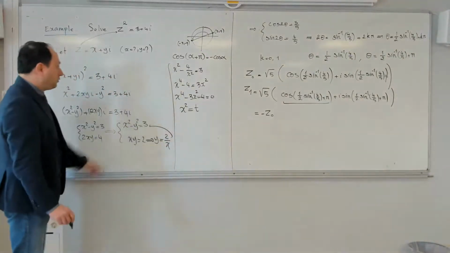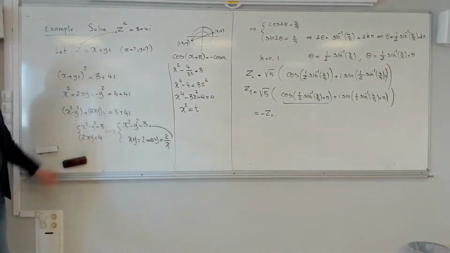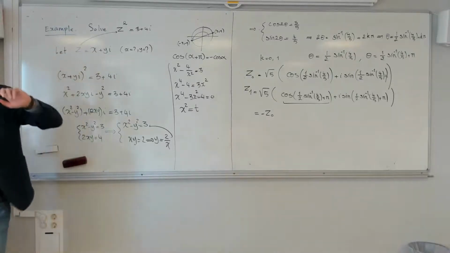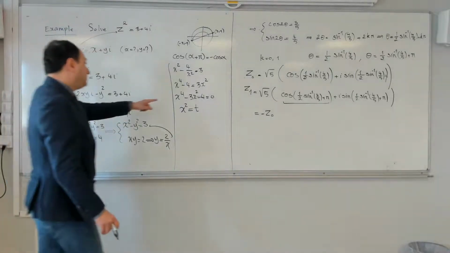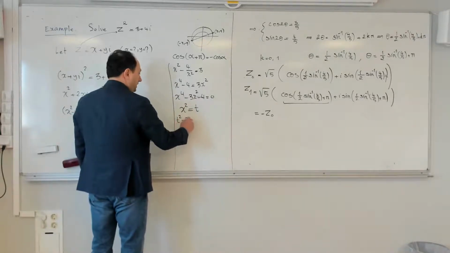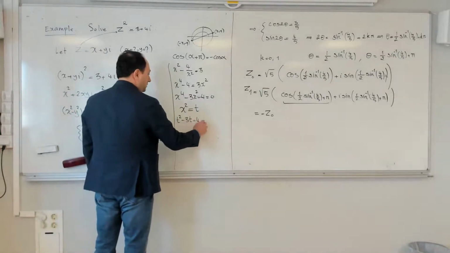By the way, what type of numbers are x and y? Are they complex numbers or real numbers? Real numbers, because I have written z in this form. Yes, be careful. X and y are not complex, they are real. If I put this back into this equation, then I will get t to the power of 2 minus 3t minus 4 equals to 0.